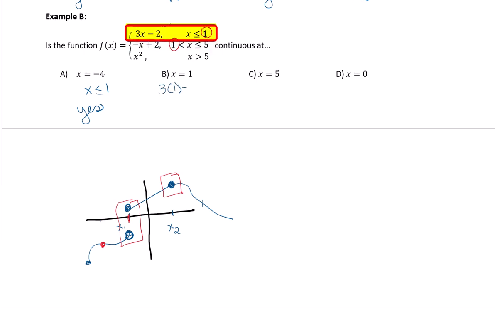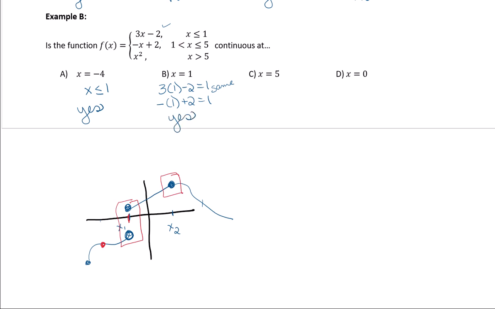So let's plug it into the first part. 3 times 1 minus 2 would give us 1. And let's plug it into the second piece, and hopefully it will overlap. We have a -1 plus 2, which also gives us a 1. Since they're the same value, that means they have the same limit from both directions, and therefore it's continuous.